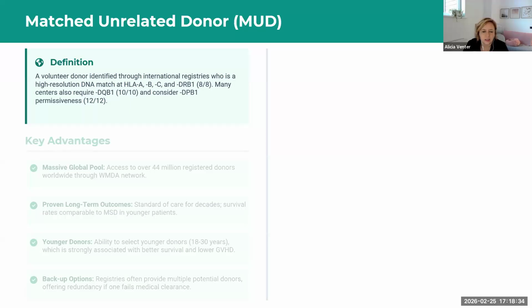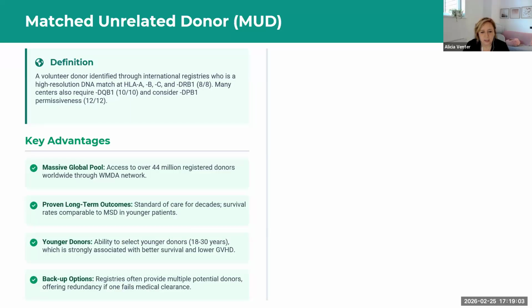We are currently sitting at just a smidge over 44 million registered volunteer donors, but this includes adult donors and cord blood units. There's also proven long-term outcomes. So it's been the standard of care for many decades, and survival rates are pretty good. You also have access to younger donors. Registries are now recruiting donors as young as 16. Some of them only really becoming available at 18, but there are in some cases 16-year-old donors available for selection.